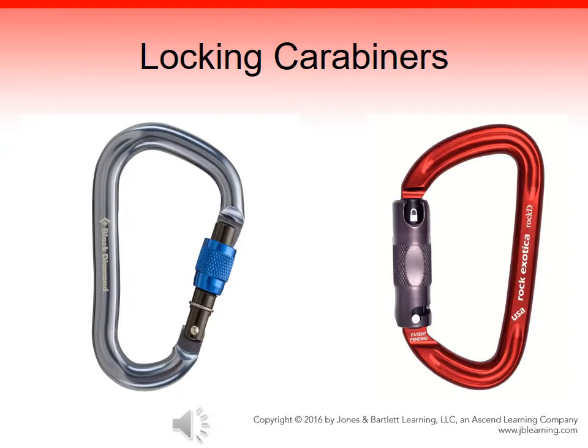To the left is a screw lock carabiner. A locking sleeve moves on screw threads over the nose of the carabiner to ensure closure. A sleeve turns around a pin on the gate to move up and closes over the nose. On the right is an auto lock.